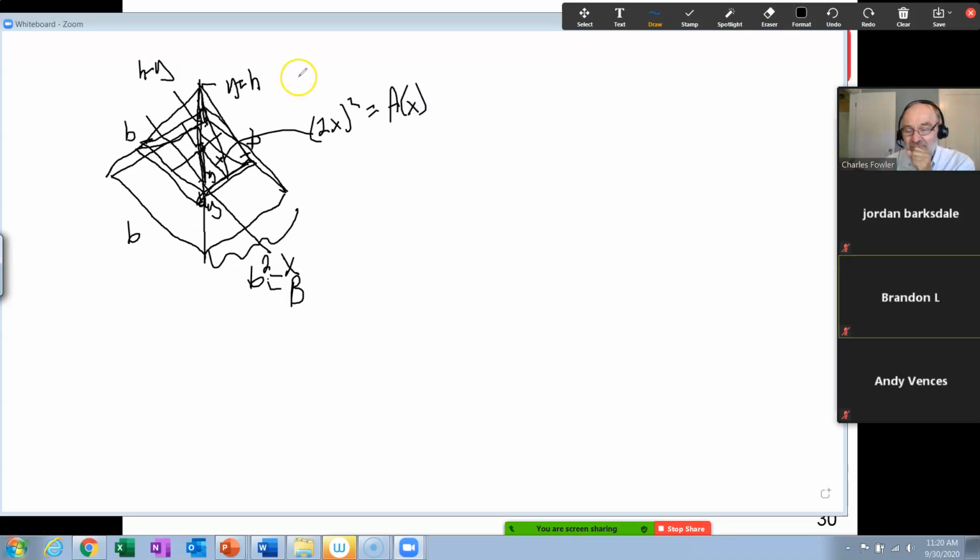Sorry. Now what we need is to find this x as a function of y. We know this is h minus y here, and this is x here. I think you just use the Pythagorean theorem here, but let me check and make sure.